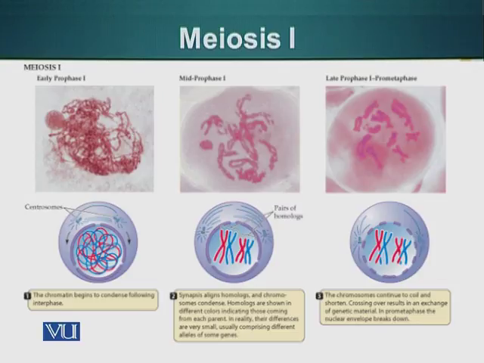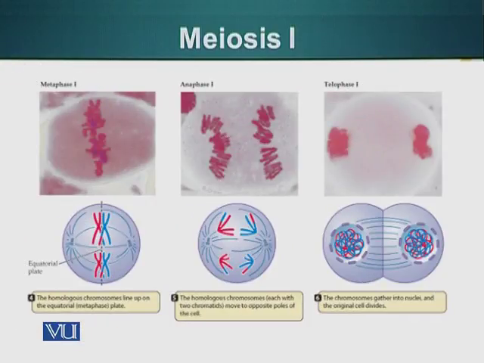We are going to talk about meiosis in 2 phases, meiosis 1 and meiosis 2. I have just described the 3 stages of prophase of meiosis 1. Let's continue and look at the other phases of meiosis 1. The next phase of meiosis 1 is, of course, metaphase. Metaphase 1.